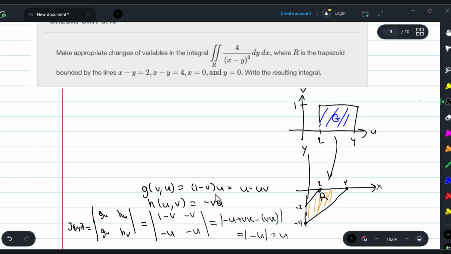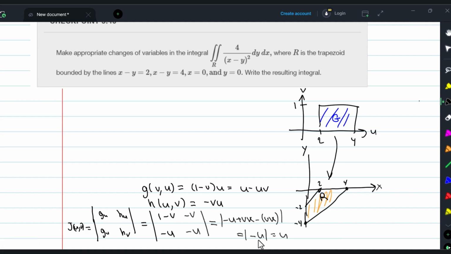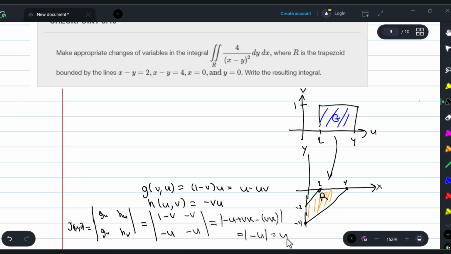So we compute the partial derivatives of our coordinates, which we have listed here. We fill them into the appropriate 2x2 matrix and take the determinant. Things cancel out and we're left with a negative u, but for the Jacobian, when you actually take the integral, we take the absolute value of it. So we get rid of that negative sign on the u.